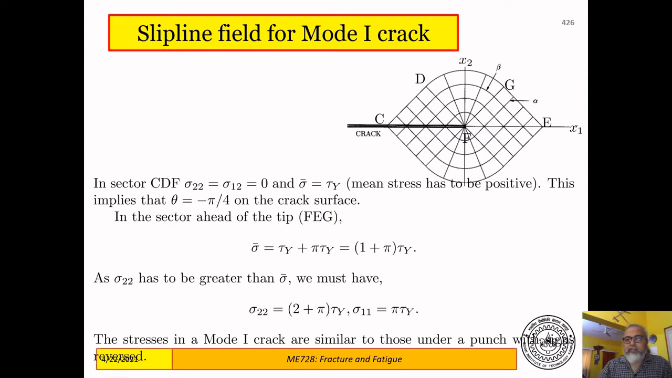So let us try to interpret the slip line field in front of a mode 1 crack. Now remember, we are characterizing the material around the crack tip as rigid, perfectly plastic, and we are also assuming that large scale plastic yielding is occurring near the tip of the crack. The crack faces are traction free surfaces. So phi at these surfaces has to be plus minus pi by 4.